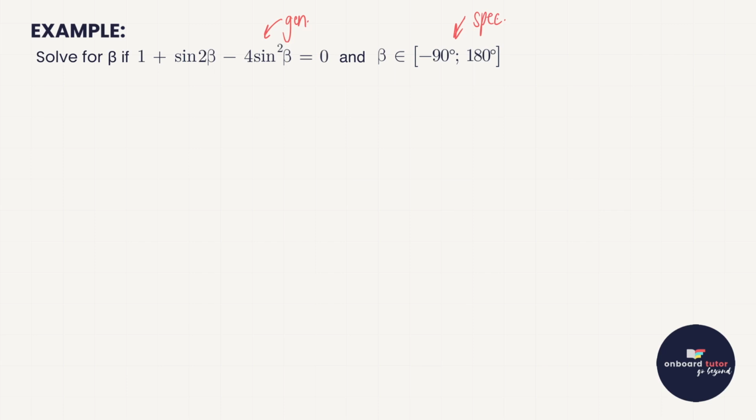Okay. The first thing I noticed here is that we're dealing with a double angle, so let's have a look at those double angle formulae. So we can rewrite this left-hand side here as 1 plus, and then instead of sine 2 beta, we can write 2 sine beta cos beta, and then minus 4 sine squared beta, and that is equal to 0.